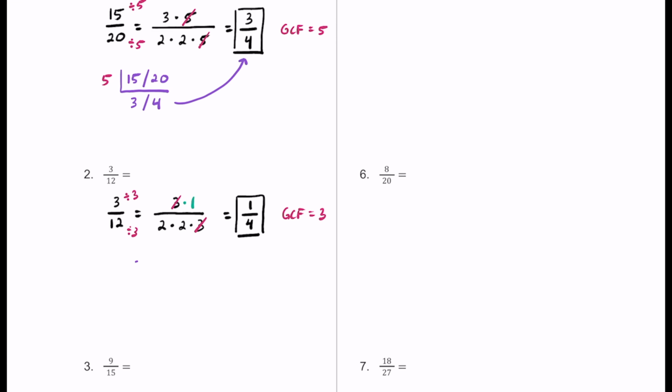Now, for the ladder method, just take this 3 and put the slanted fraction bar just like that, and put the 12. And what do they have in common? Well, they both have a 3. So 3 divided by 3 is going to be 1. And 12 divided by 3 is going to be 4. So we have this fraction of 1/4. And the 3 on the side tells you the GCF, or what we divided both of them by.